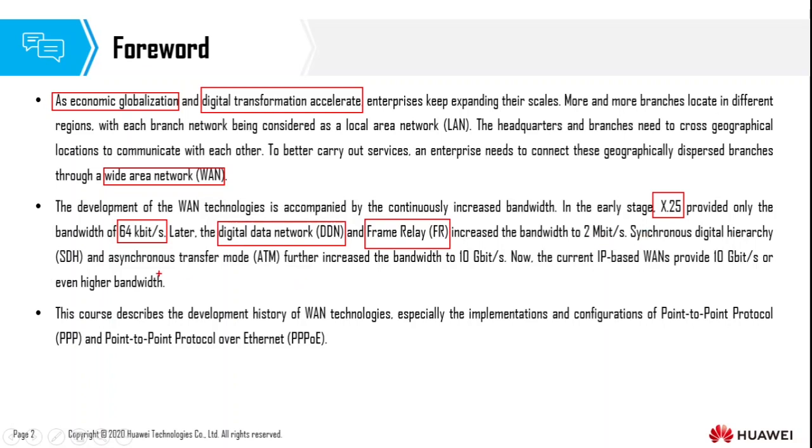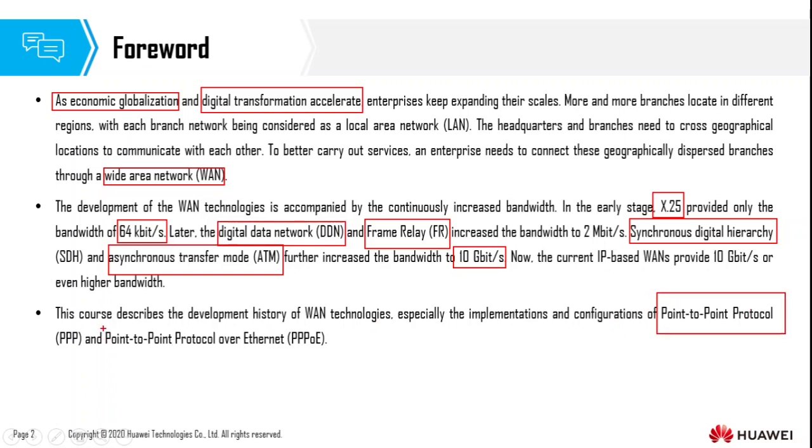After that, we had SDH, which is called synchronous digital hierarchy, and also ATM. So SDH and ATM further increased the bandwidth to 10 gigabits per second. Now the current IP-based ones provide 10 gigabits per second or even higher bandwidth. So this course will describe the development history of WAN technologies, especially the implementation and configuration of point-to-point protocol and also point-to-point protocol over Ethernet, PPPoE.